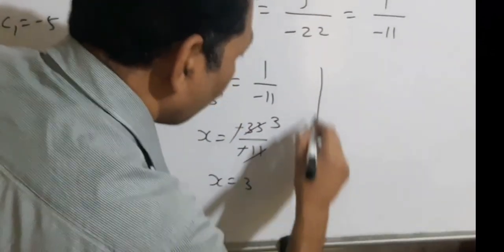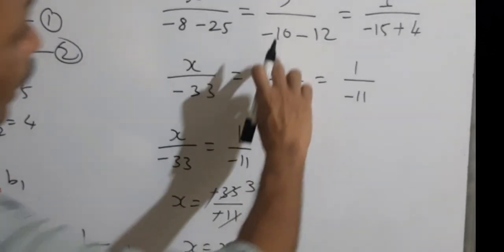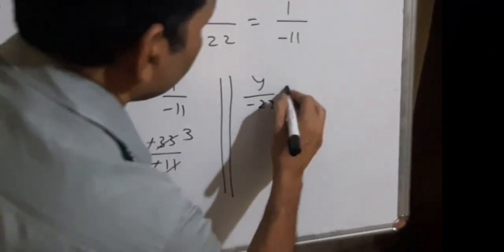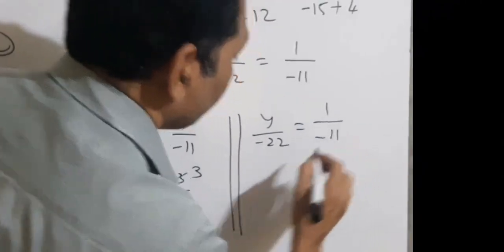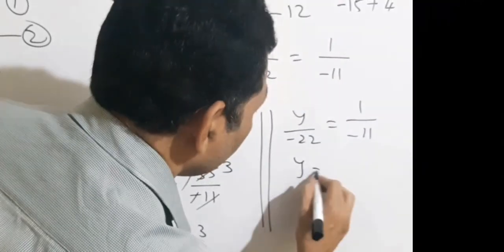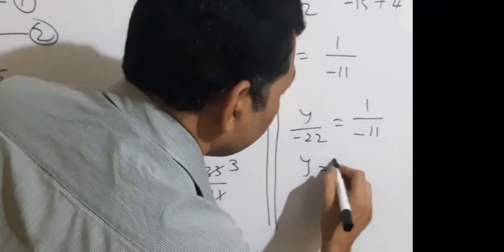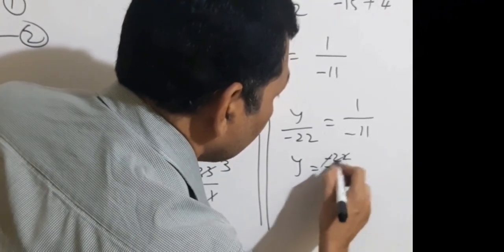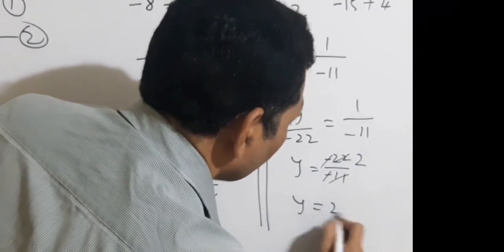And to find the value of y, I'll take y upon minus 22 is equal to 1 upon minus 11. Therefore y is equal to, this minus 22 goes to the other side as a numerator, upon minus 11. This cancels, 11 2s are 22, and therefore y is equal to 2.